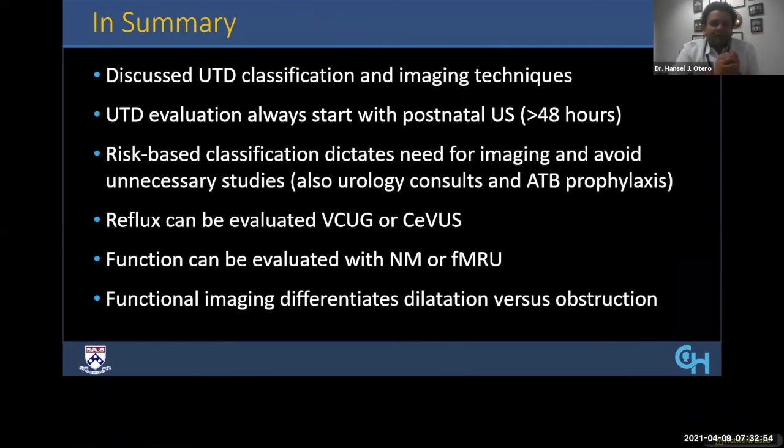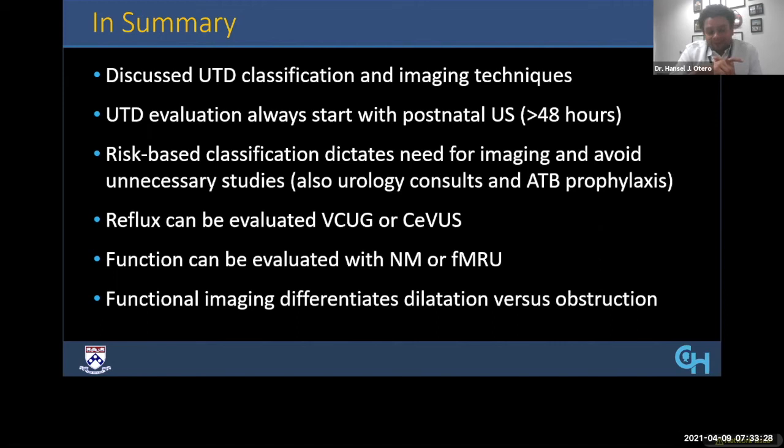So this is my summary. We discussed the UTD classification and the imaging techniques. Please remember, UTD evaluation always starts with ultrasound. The majority of the cases is after 48 hours, and the risk dictates the need for additional imaging. For us, it's important because it stops us from getting multiple ultrasounds that are not needed, and also reduces the number of VCUGs that are ordered, and the number of functional imaging studies that are ordered.